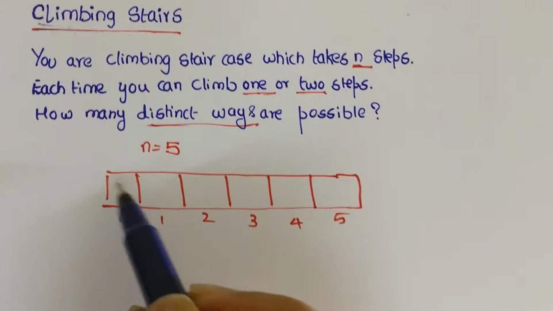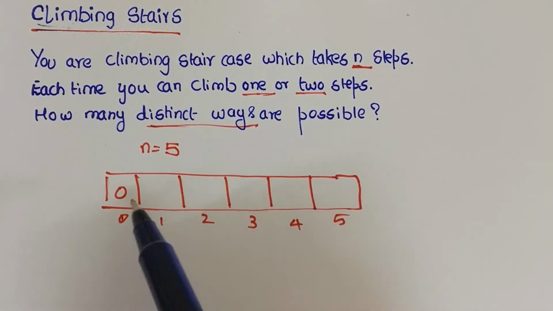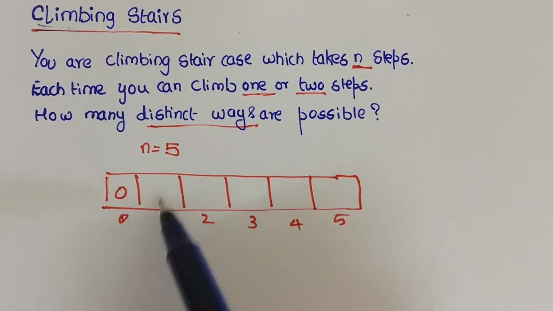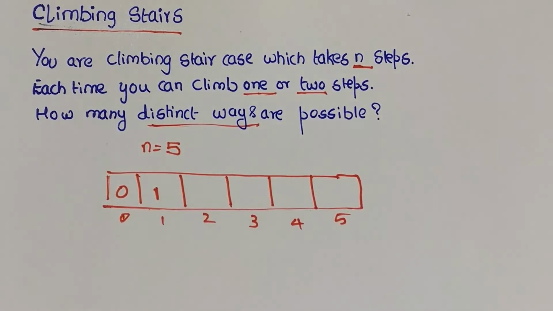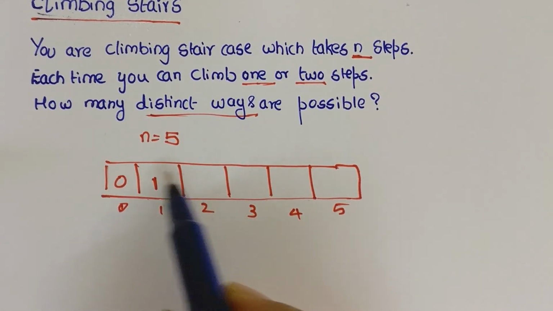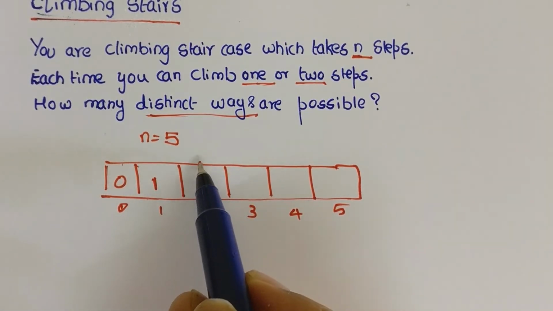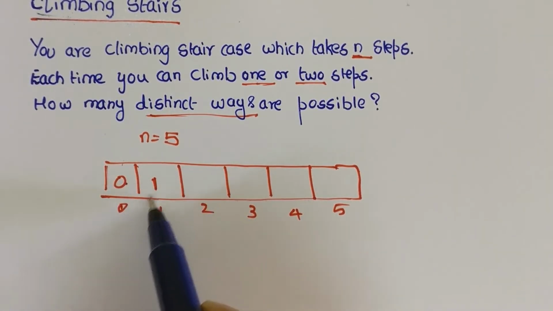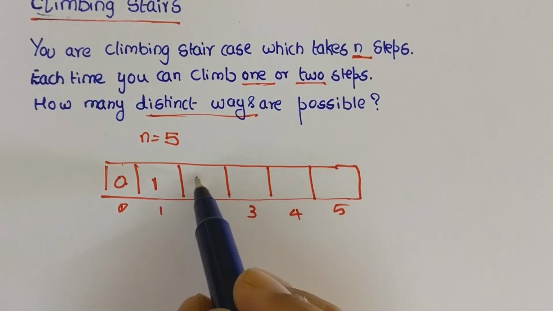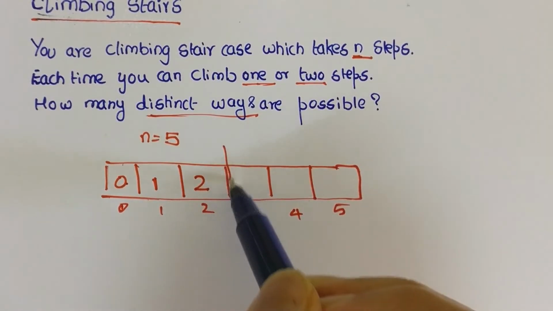At 0 I'll put 0, since no steps are required at the starting position. From here to the first step I can only take one step, so there is only one way possible, and I'll write it as 1. From 0 to 2 I can either take a double step directly from 0 to 2, or I can take 0 to 1 and 1 to 2. So there are two possible ways, and this much is the groundwork.